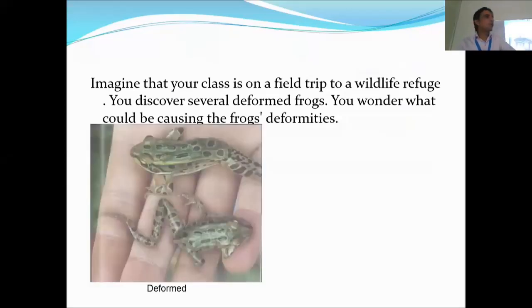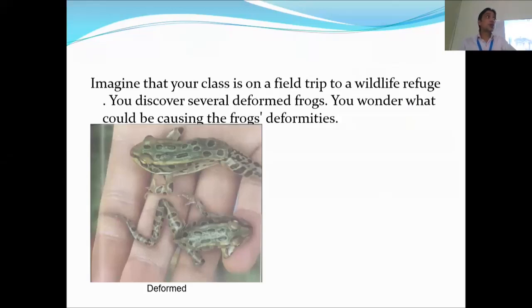Okay, so let's start with a hypothesis. Say we have a visit at some place. There was a lake out there, and in that lake we found certain deformed frogs. It's an unusual observation that a group of students was in the mountains with a lake, and they found certain deformed frogs over there.